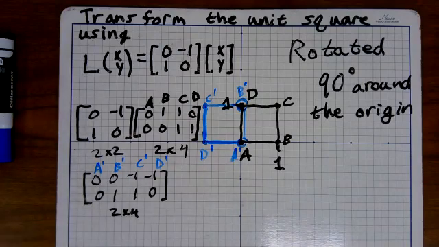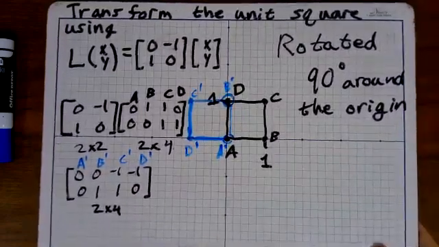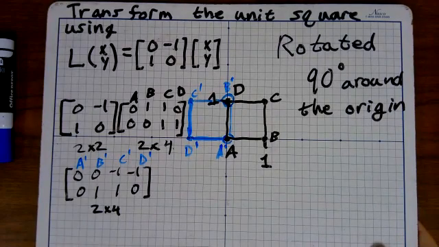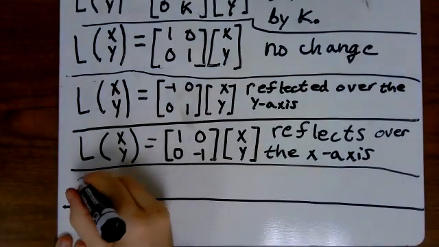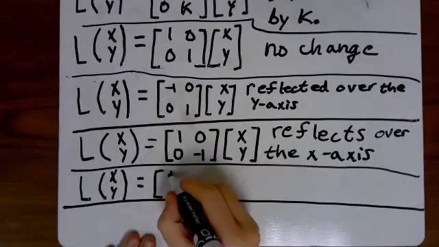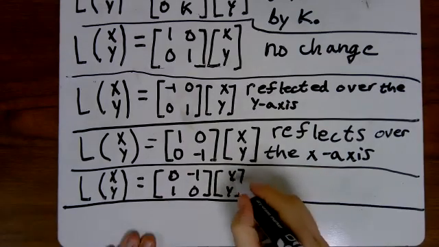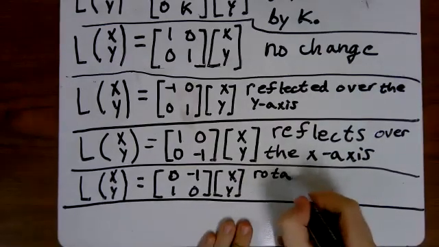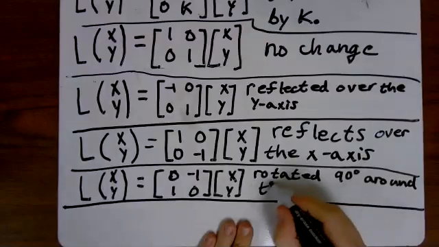All right. So, will anyone yell at me if I take this away? We'll add that to our big dumb list. We had 0, negative 1, 1, 0, x, y, and this rotated 90 degrees around the origin.